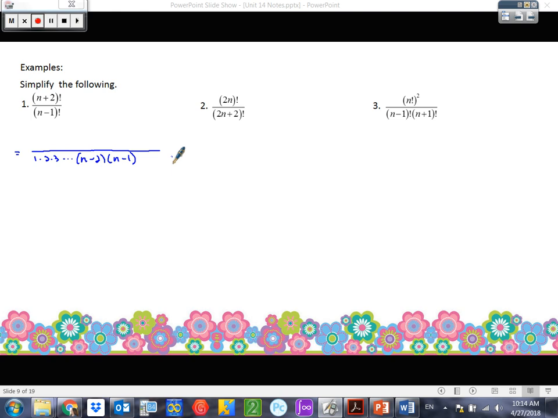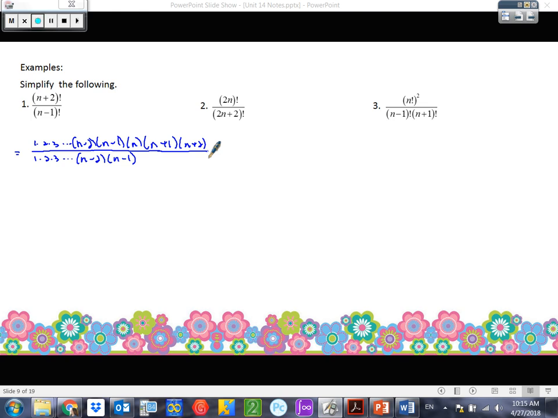So in the numerator, I want to expand this left as far as I did this one, just so it'd be convenient to cancel stuff out. Okay, so I start 1 times 2 times 3 dot dot dot. So I want to start way back at n minus 2, and then n minus 1, and then n plus 1, and then n plus 2. Okay, how is that?